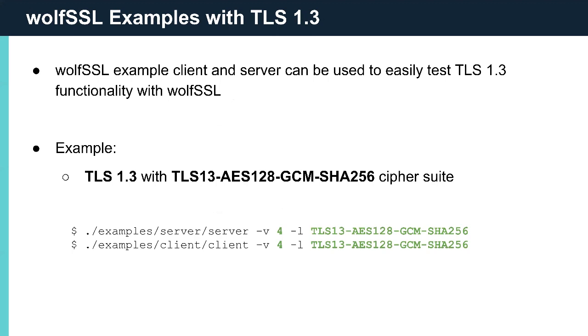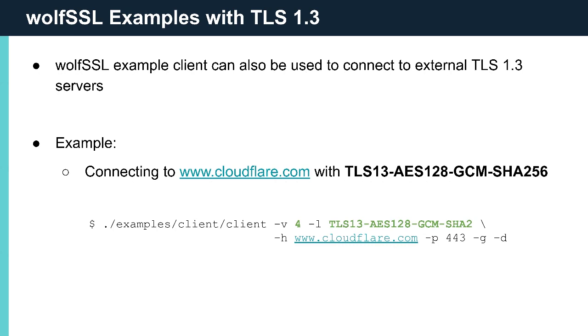You can easily use our client and server examples with TLS 1.3. If you remember, there was the -v option, which allows us to specify the protocol version. -v 4 for our client and server indicates TLS 1.3. And then you can specify a TLS 1.3 cipher suite with the -l option. Of course, you can also connect our client out to external web servers and websites to test TLS 1.3. This is just an example of how you might do that, connecting to Cloudflare.